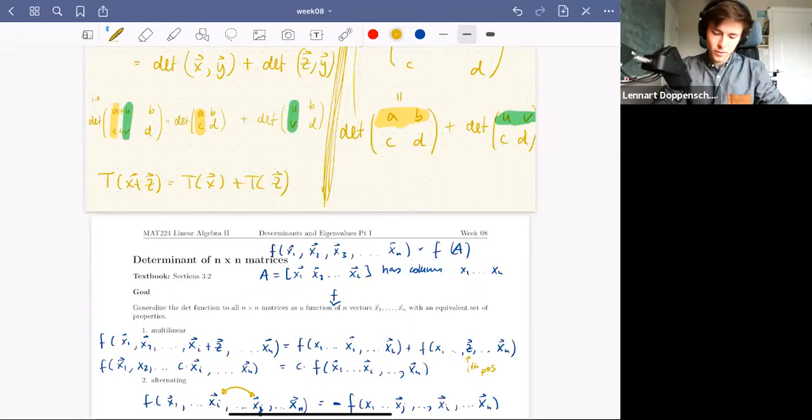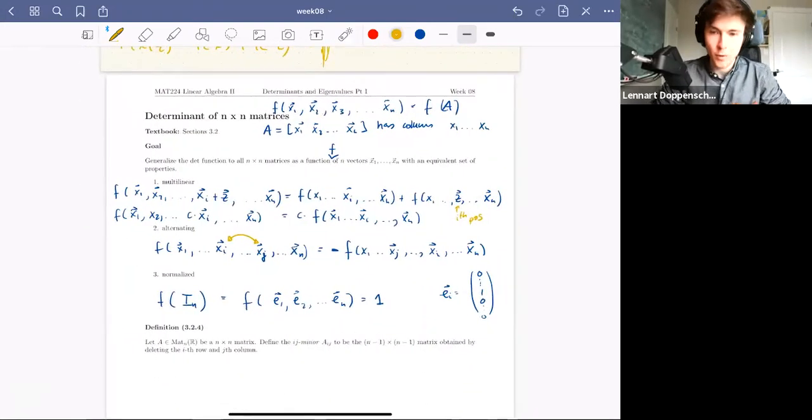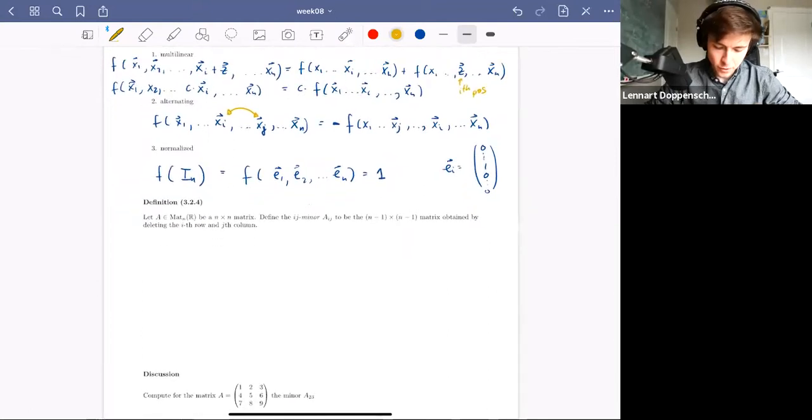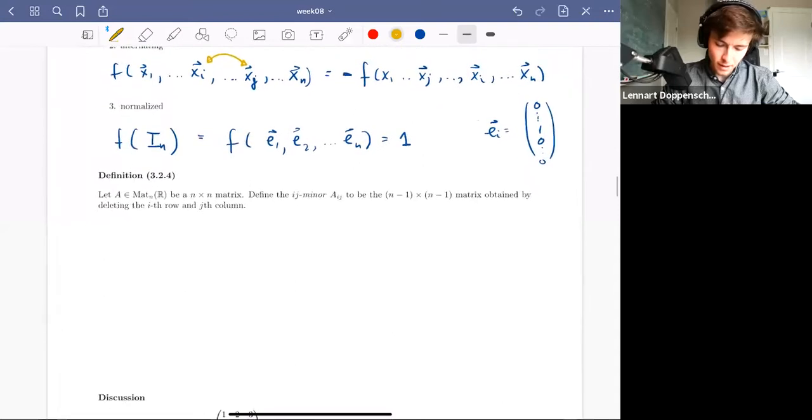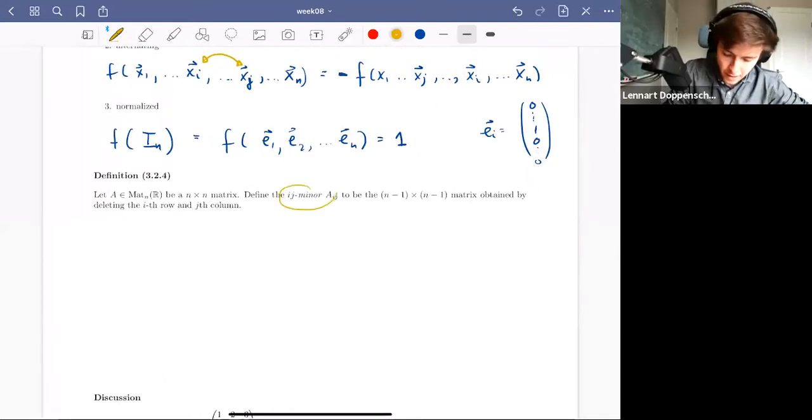All right. So now that we know what we want, now we have to hope that it actually exists. And in order to tell you that it exists, I need to tell you first just some notation. It's called the ij minor.